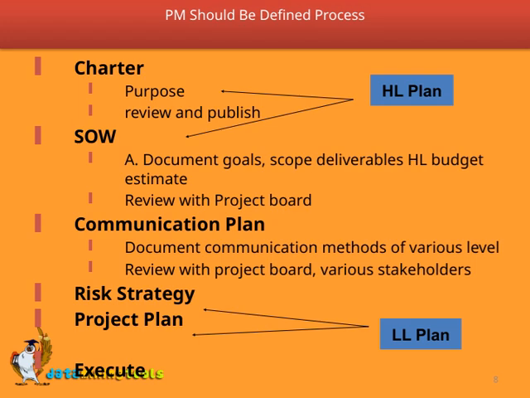Risk strategy is another critical area. Identifying potential risks early enables us to develop mitigation plans. The project plan then brings everything together into a detailed roadmap for execution. It's crucial that the project manager defines a clear process for executing each phase effectively. Finally, the emphasis is on execution, ensuring that all these planning elements are translated into action, and that the project manager leads with a well-defined process. This comprehensive approach helps us stay on track, manage risks, and achieve project success.